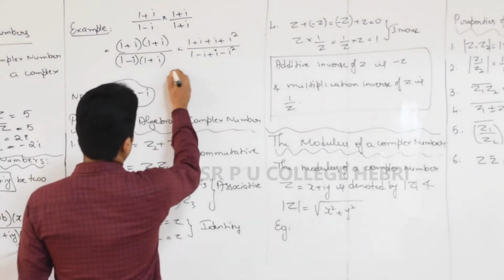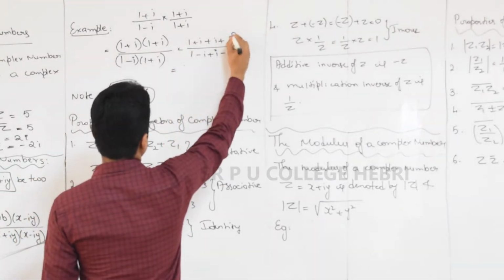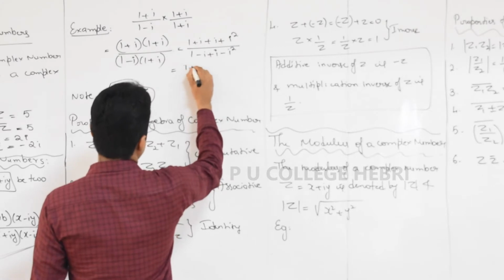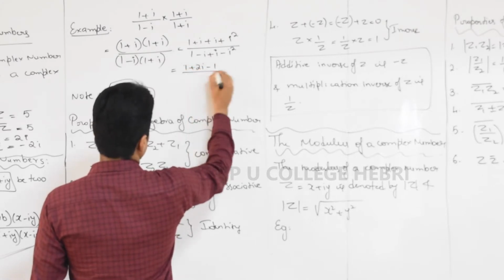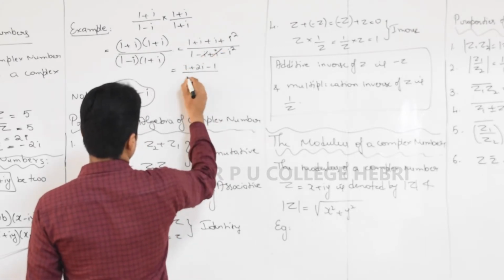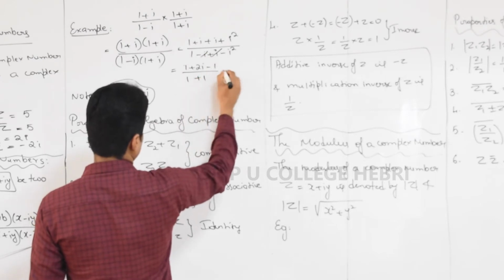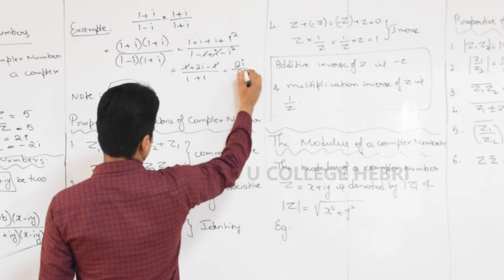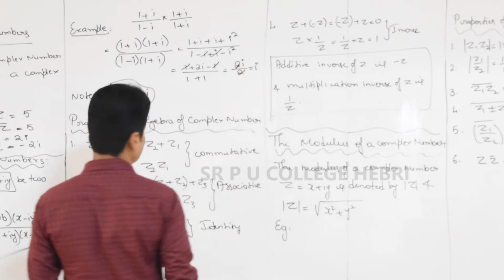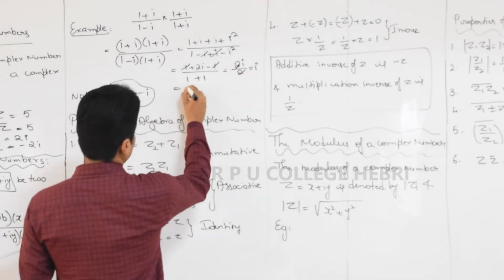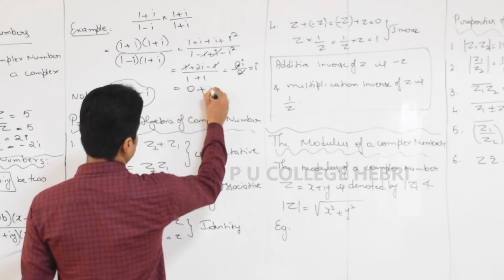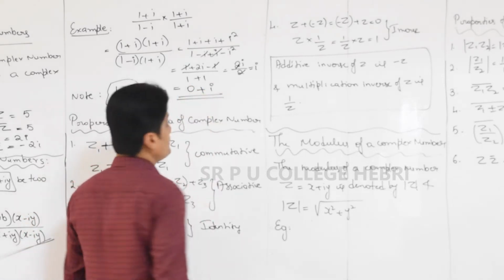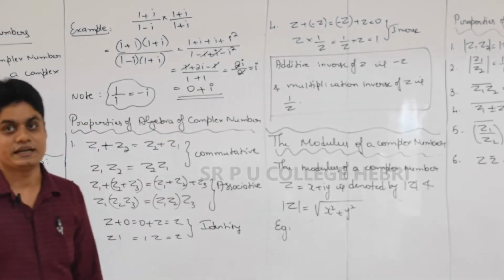See, what is the value of i square? Minus 1. Then it is 1 plus 2i minus 1, divided by, here the i terms cancel, 1 minus i square. What is i square? Minus 1. So 2i by 2, the 2 cancels. So what is the answer? How can we write i? In a plus ib form, 0 plus i. The final answer must always be in the form of a plus ib.